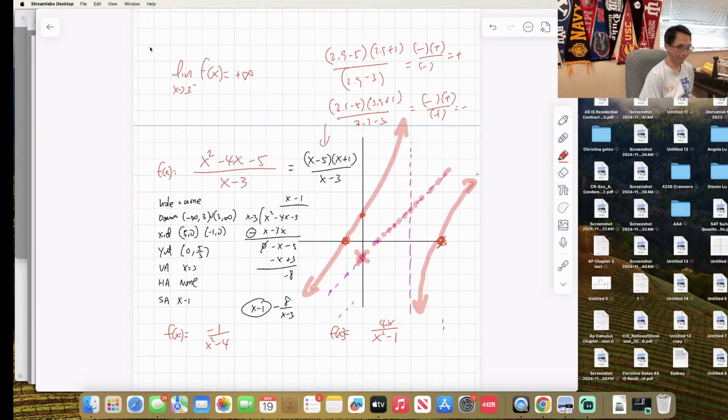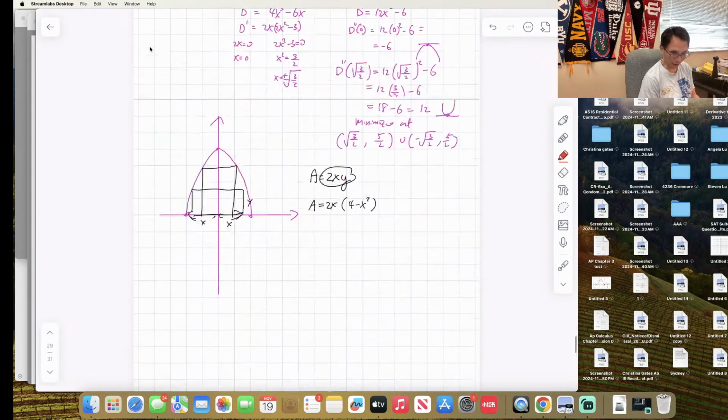Plug in 2.9 for this. That's it. Is this okay? I'll go over another one.